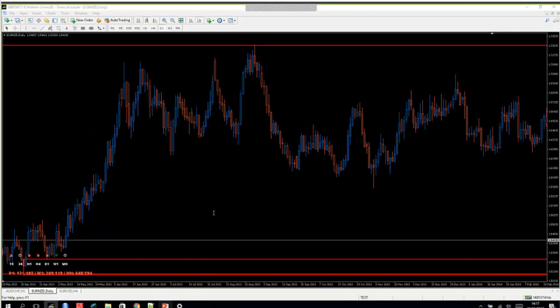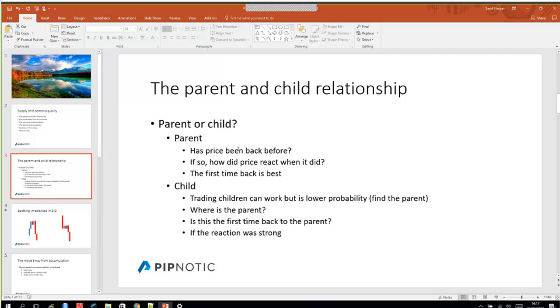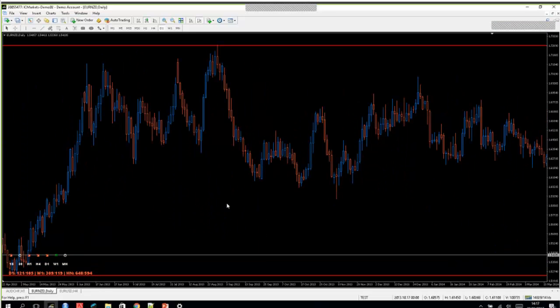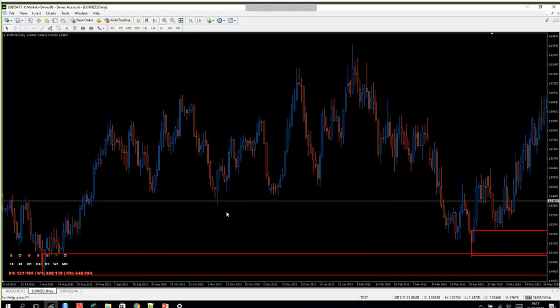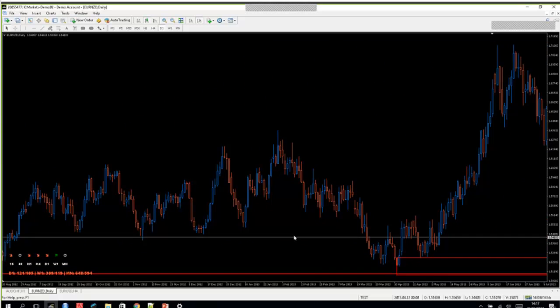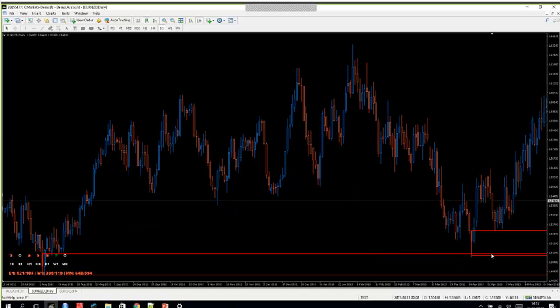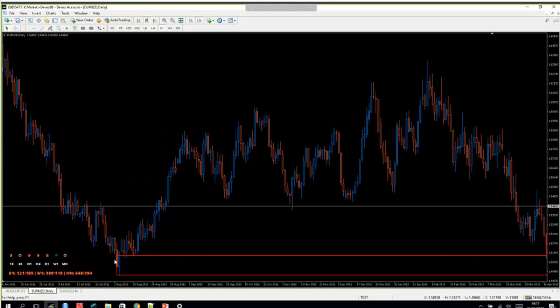And so if we come back to our list here, we have these questions that we can ask. Is this a parent or a child? If it's a parent, has price been back to that area before? We go back here. Has price been back to this area before? It has. It's been back to this area before when it tested this one here.